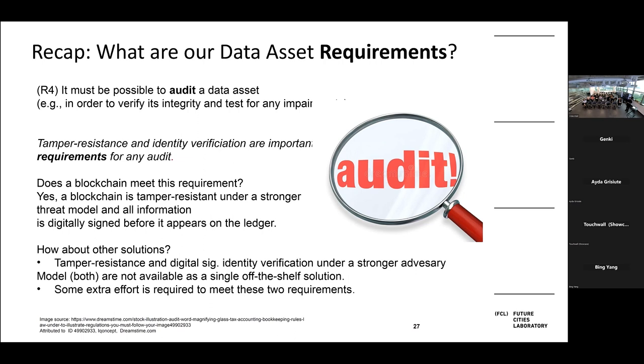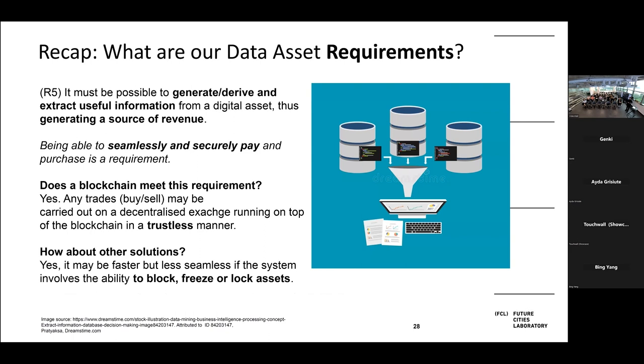And the last requirement is to be able to seamlessly and securely pay and purchase. So again, on a blockchain, this is quite easy in the sense any trades can be carried out on a decentralized exchange. So in a decentralized exchange, just like in any other stock exchange, you have a buy wall and a sell wall, and you can buy and sell using a decentralized exchange. And the important thing here is that they are decentralized and the transactions are executed in a trustless manner. So there is no central entity who is going to control the transfer of money here.